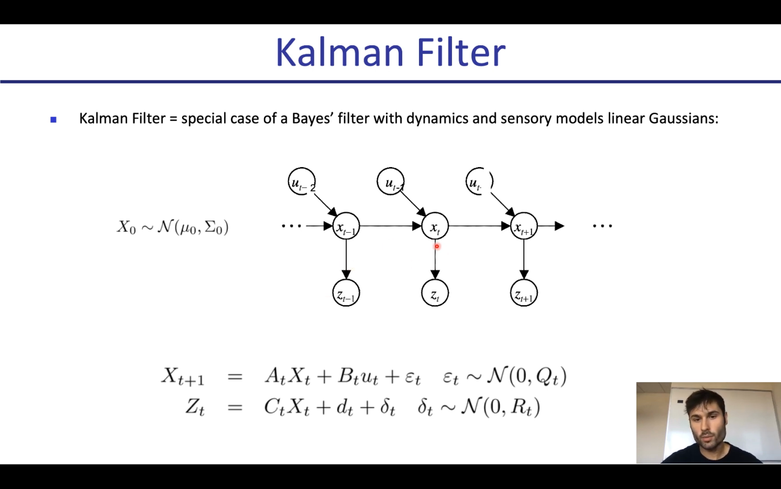What this graph is also saying is that the variable xt plus 1 just depends on xt and ut. There is no further dependency. So if you know xt and ut, you are able to recover the distribution of xt plus 1. And then these zt's just depend on the underlying state. There is no other dependency.